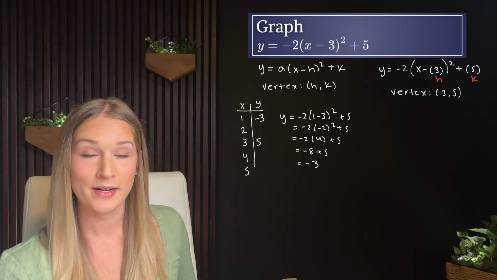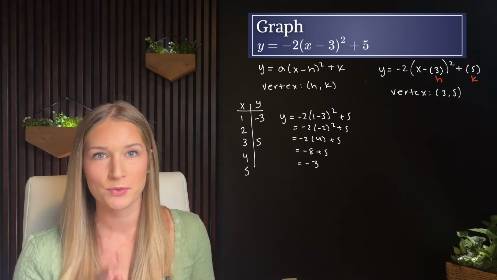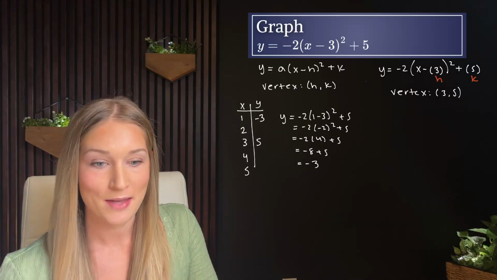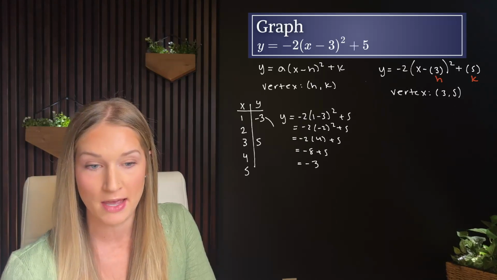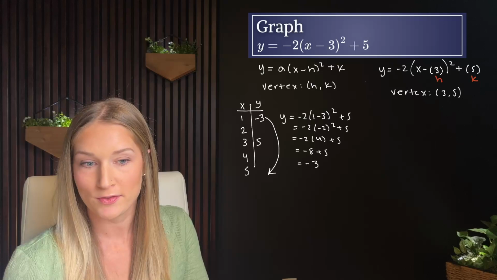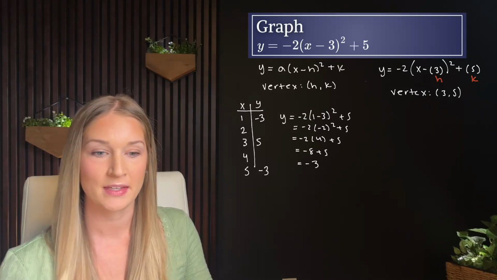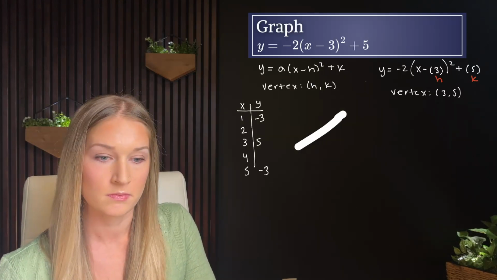I plugged in 1, I got -3. Remember, parabolas are symmetric, and I chose to create my table so that I went equal increments away from my vertex. So that means 2 units to the left of my vertex is going to give me the same output as 2 units to the right of my vertex. So if I plug in a 5, I'm going to get out that same output of -3. Let me go ahead and plug in my next x value of 2.